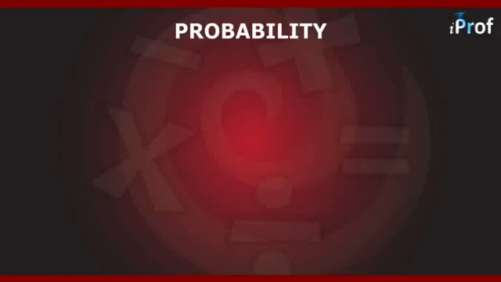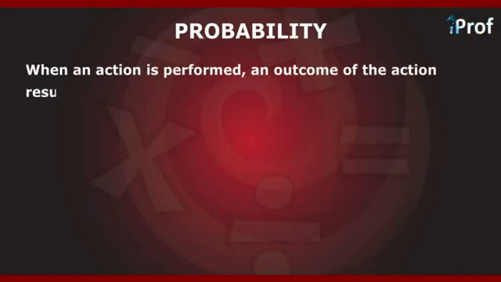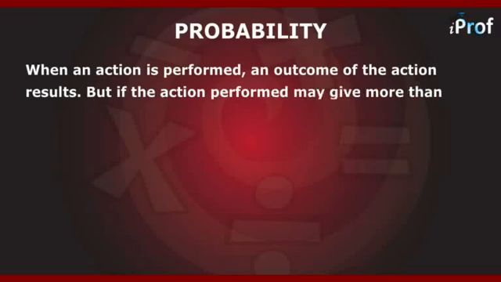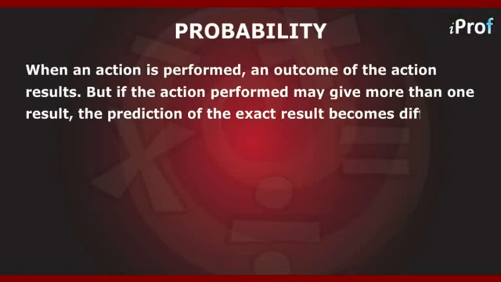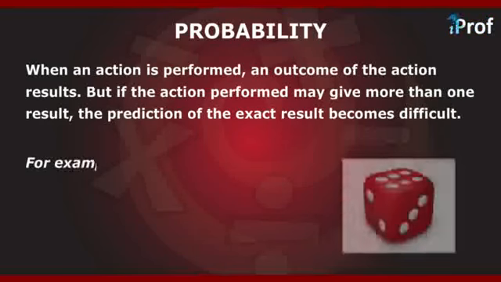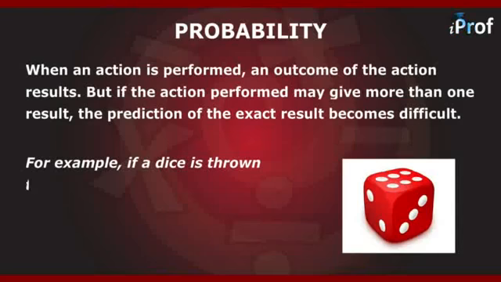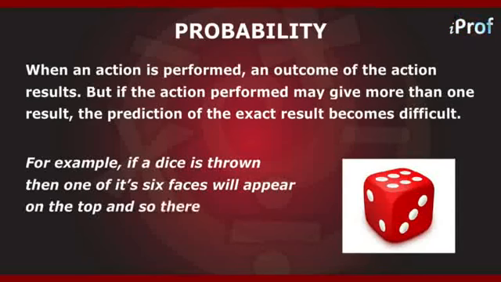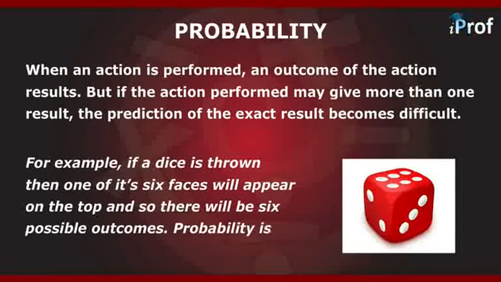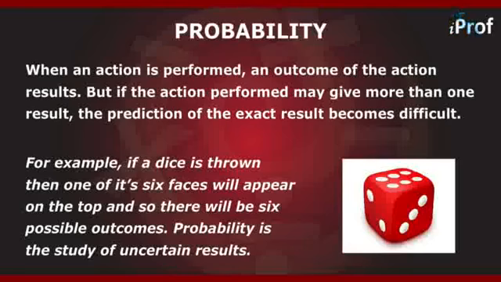What does the term probability mean arithmetically? When an action is performed, an outcome of the action results. But if the action performed may give more than one result, then the prediction of the exact result becomes difficult. For example, if a dice is thrown, then one of its 6 faces will appear on the top, and so there will be 6 possible outcomes. Probability is a study of uncertain results.